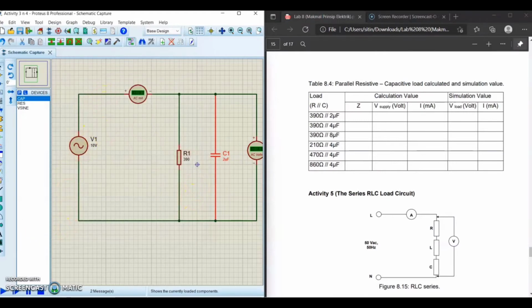So now let's run the simulation. So here the value of current that flows through the circuit is 18.6 milliampere, while the value of voltage is 7.07 volt. So here let's try the 210 ohm and the 4 microfarad.